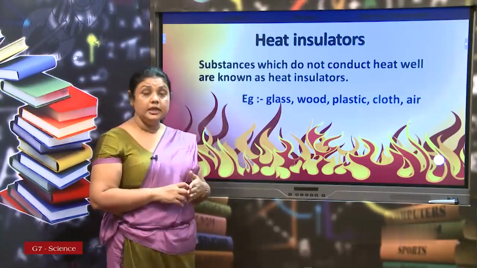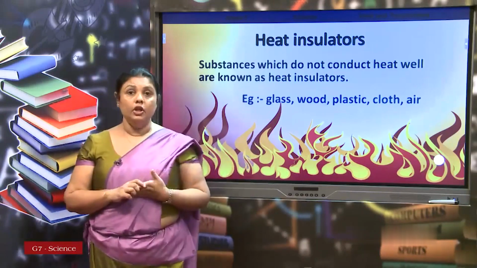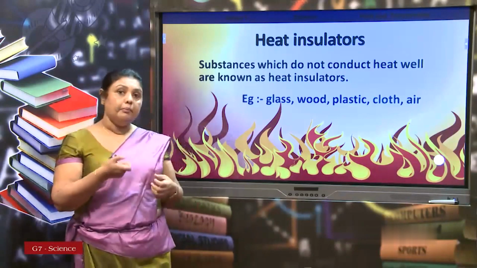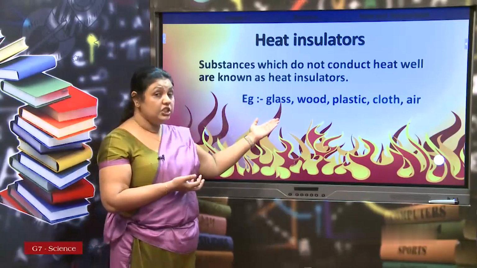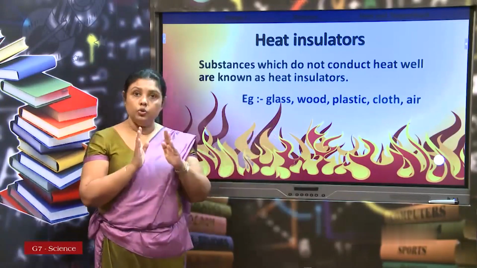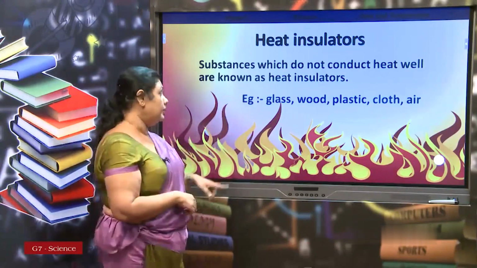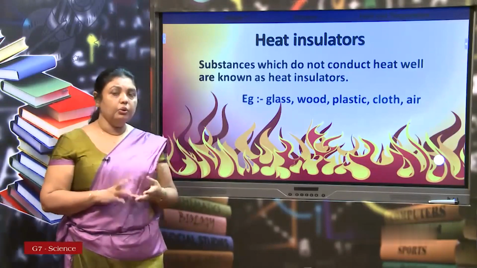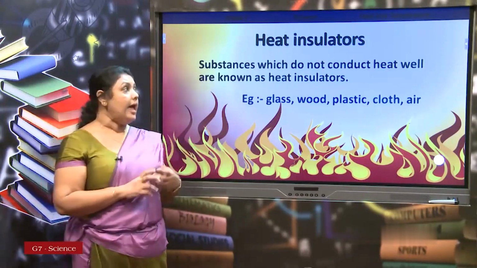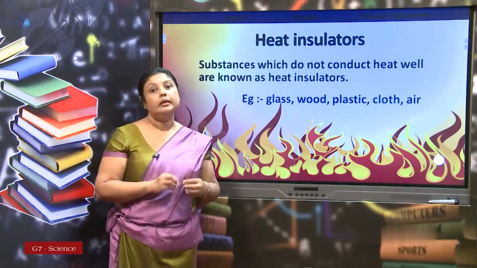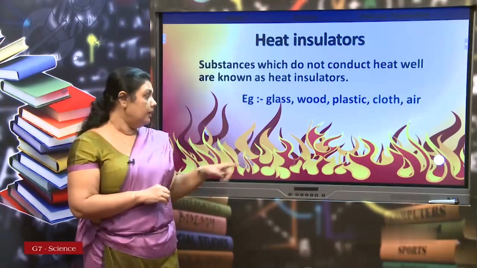So, these examples, if you know very well, glass, wood, plastic, cloth, air. Hereafter you can find out if some material which is a conductor is covered with an insulator. What is the purpose? To prevent this heat passing from one place to another place. Right. I am sure now you have the idea what are conductors, what are insulators, and how conduction helps in passing their energy through this solid material.